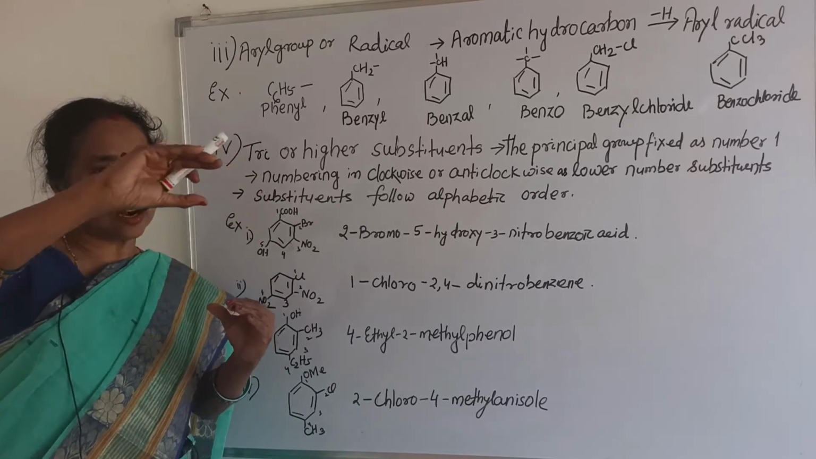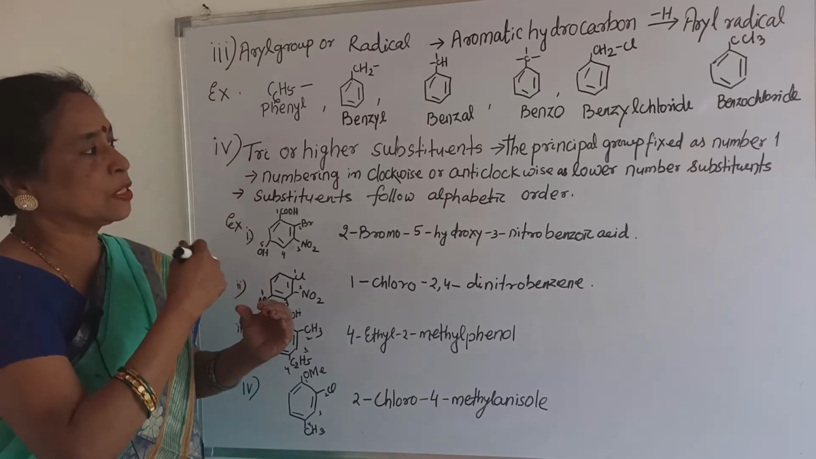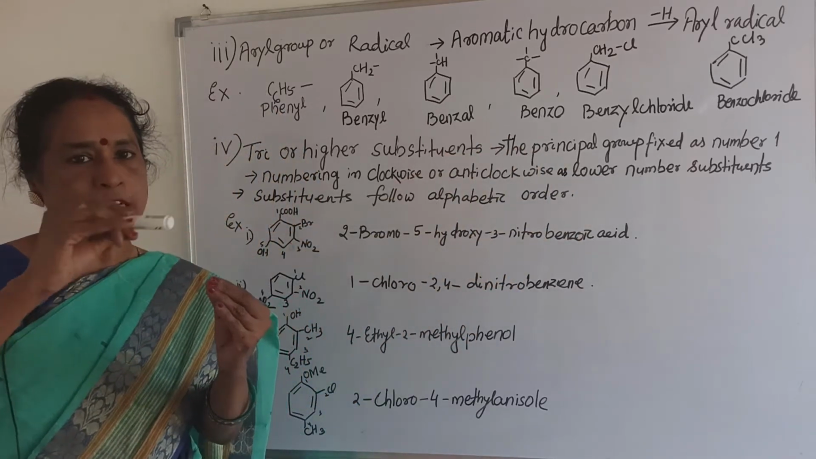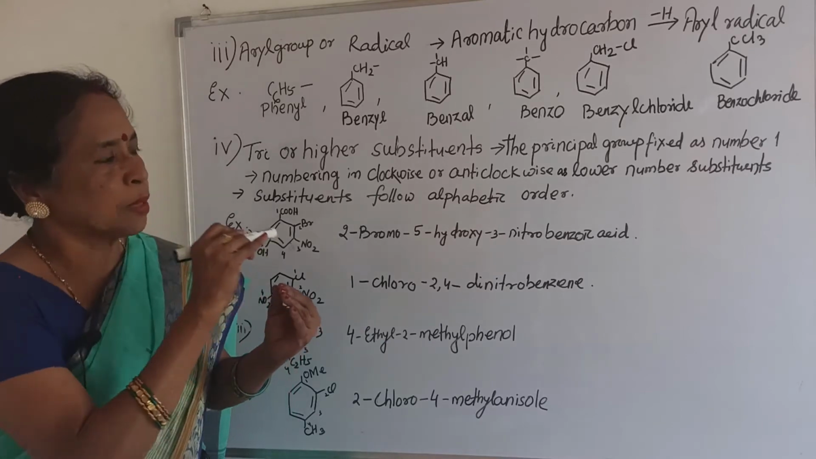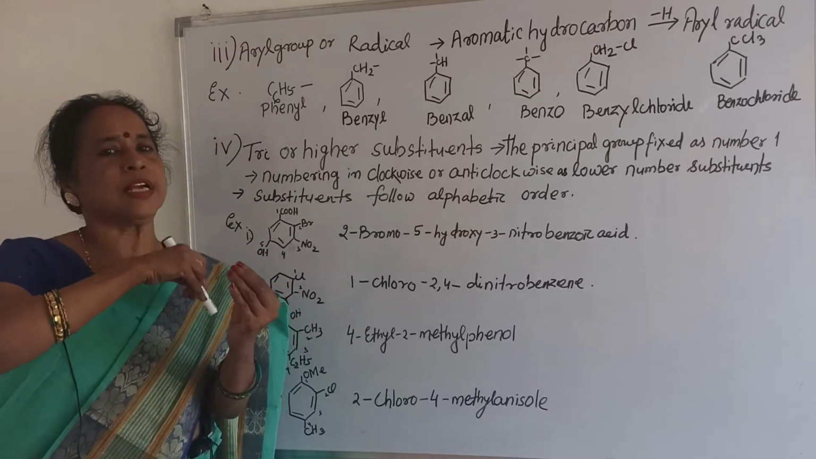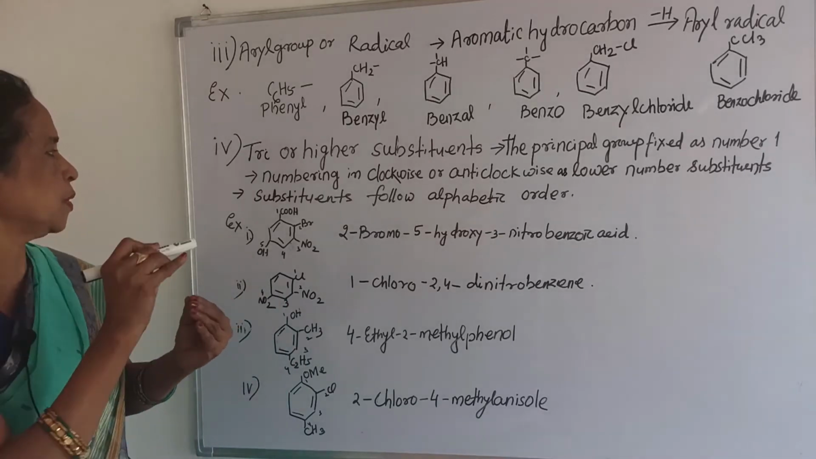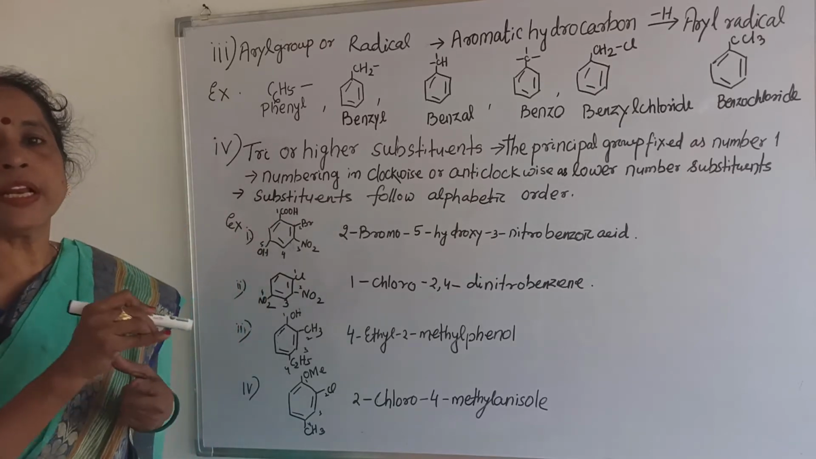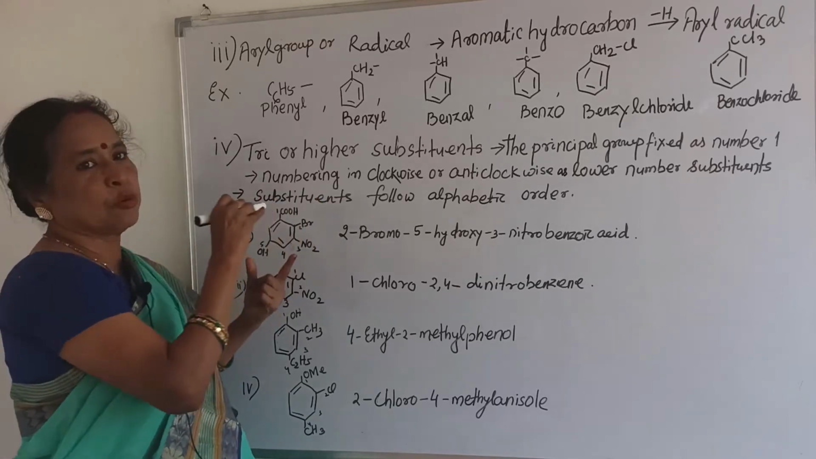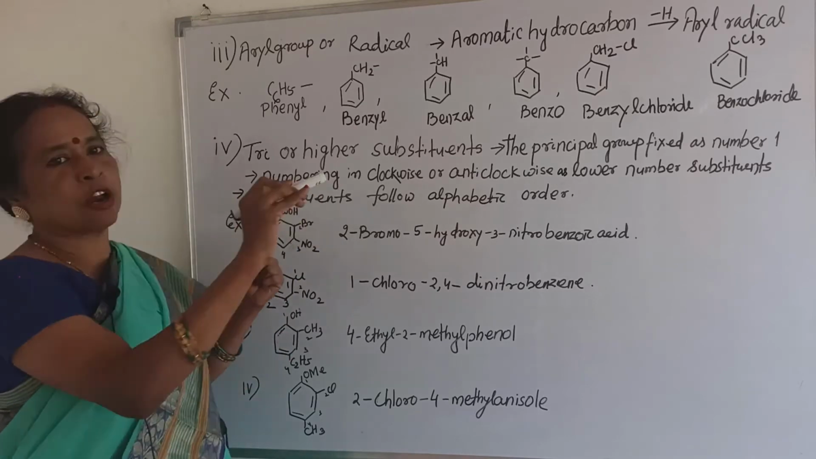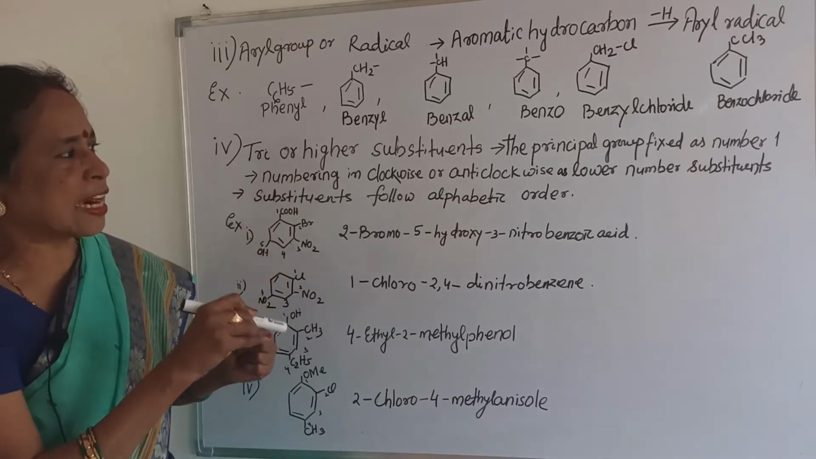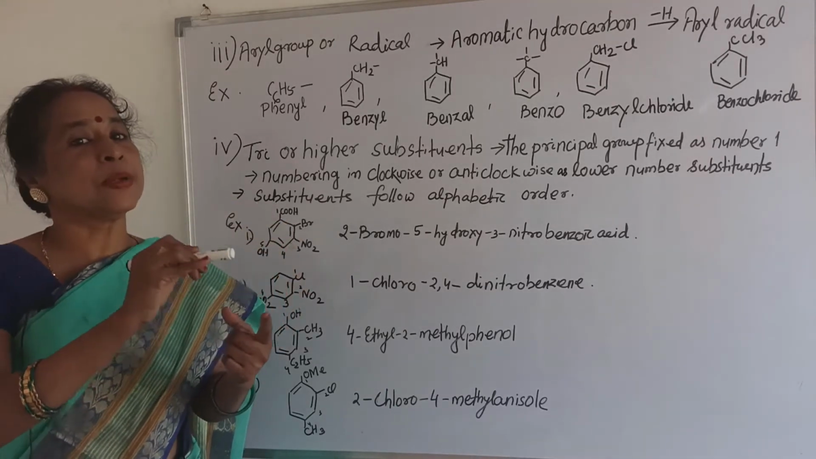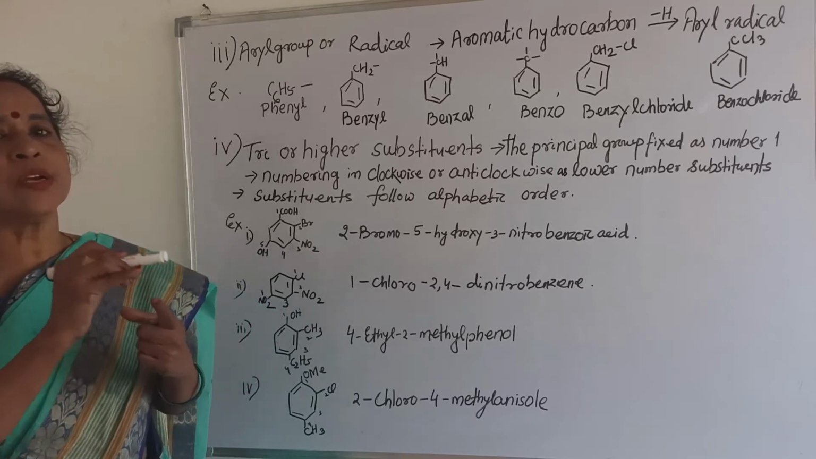We will see whether to go clockwise or anti-clockwise. What is the condition? We check whether clockwise gives lower number substituents or anti-clockwise gives lower number substituents. The substituents present are checked in alphabetical order, which comes first. Second, we check clockwise or anti-clockwise, which gives lower numbers to the substituents, and next is the principal group, which should be fixed as 1.